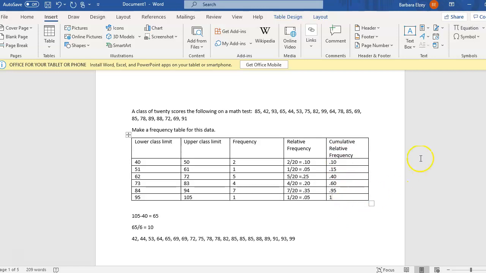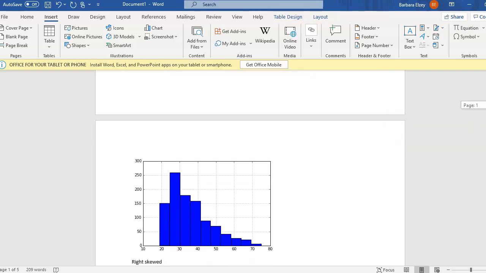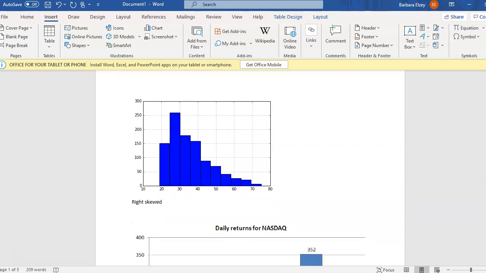The other thing we're going to see in this homework is the shape of histograms. Now, we did a histogram in the last video, but sometimes when we do histograms, they'll have specific shapes. So let's notice this histogram here, where the bars are getting smaller and smaller and just sort of declining as we go out to the right. This is called a right skewed histogram. Notice it's just sort of declining as it goes out to the right.